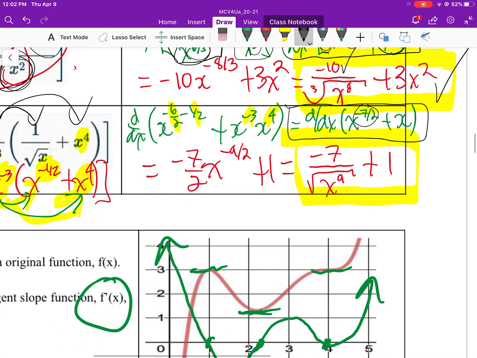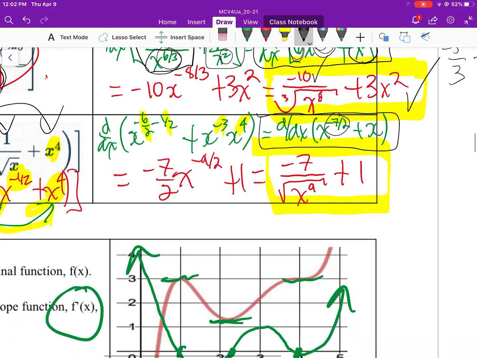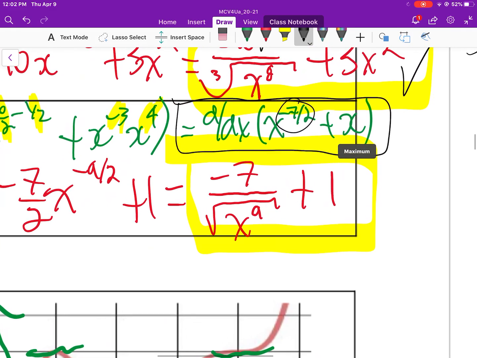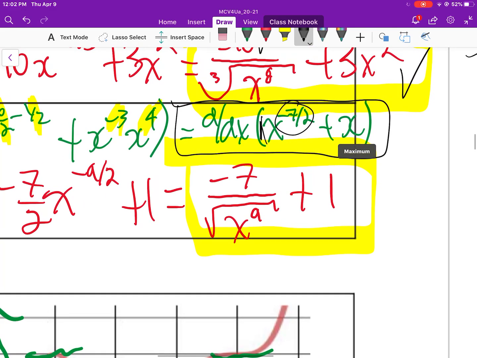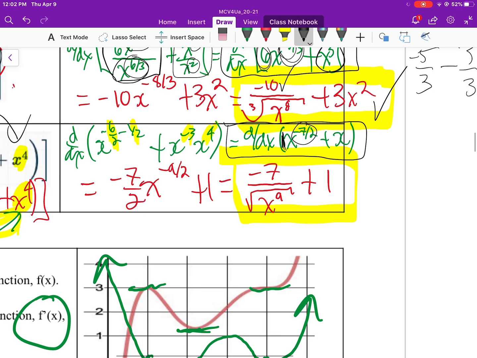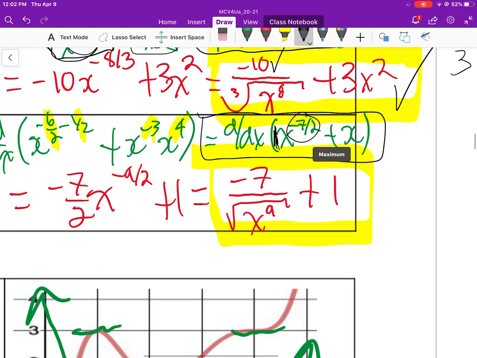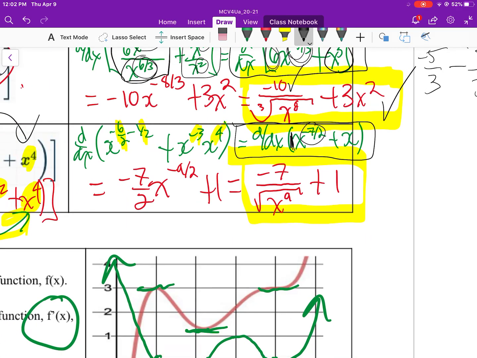So I have to bring the negative 7 over 2 down to the front, multiply it by that coefficient of 1, even though there's not a 1 there. We can write in a 1 if we want. 1 times negative 7 over 2 is negative 7 over 2. Negative 7 over 2 minus 1, exponent minus 1, is negative 9 over 2, because it's 2 halves. And then the derivative of x is just 1.